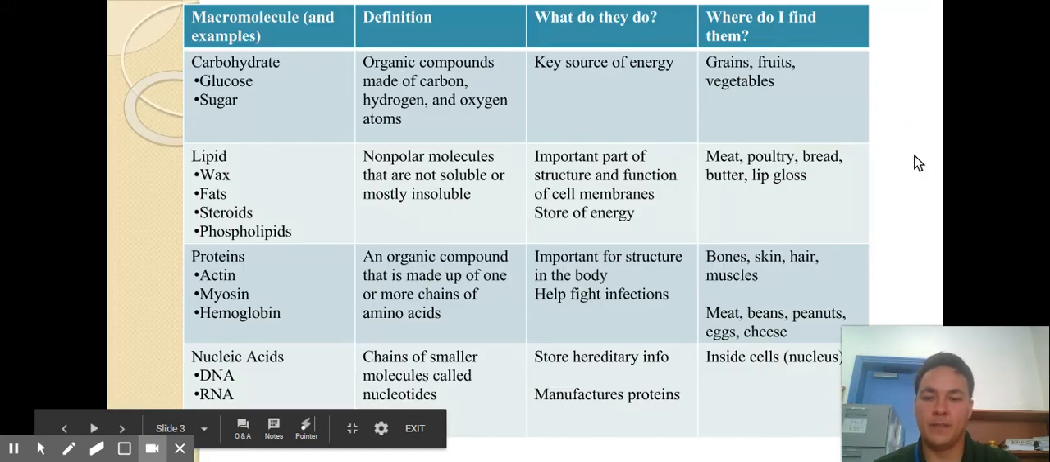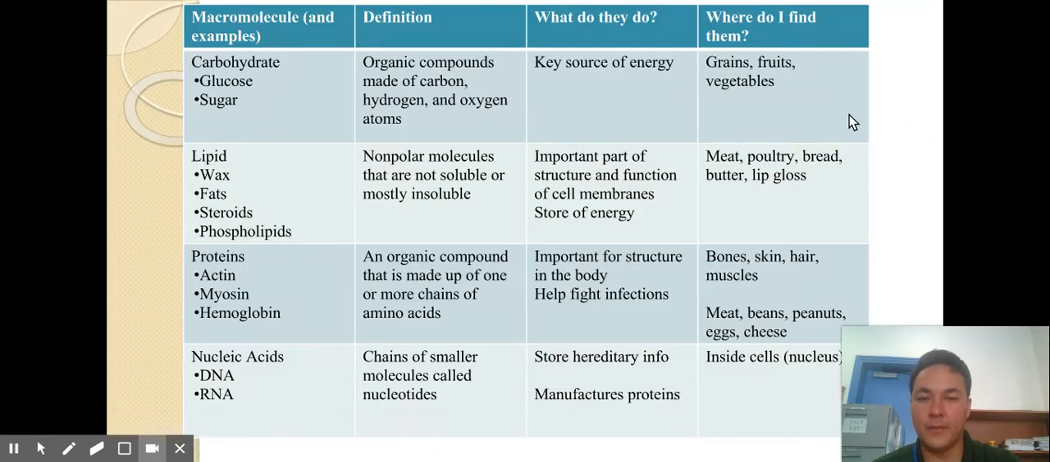Okay, here we go. So this is just a chart giving an overview of the macromolecules. You do not need to memorize this chart, but just to show you, carbohydrates are going to be your quick energy. They're going to be your sugars. They're made of carbon, hydrogen, and oxygen. You get them in grains, fruits, vegetables, bread. Lipids, I mainly think of them as fats and steroids and phospholipids. They don't dissolve in water. They're nonpolar. They help to make up the cell membranes in our body, and they help to store a lot of energy.